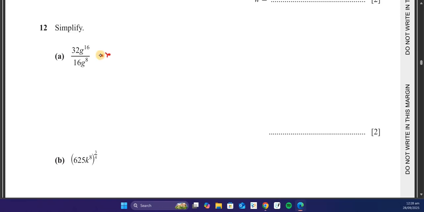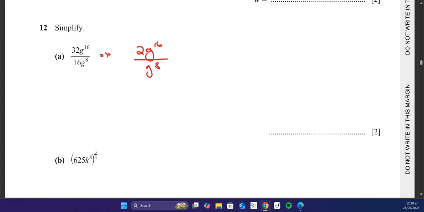Alright, so simplify 32g^16 over 16g^-8. Alright, so firstly just simplify these numbers. Okay, so 16 twos are 32. So what we're going to be left with is 2g^16 over g^8. Okay, make sense? That is what we're going to be left with basically.